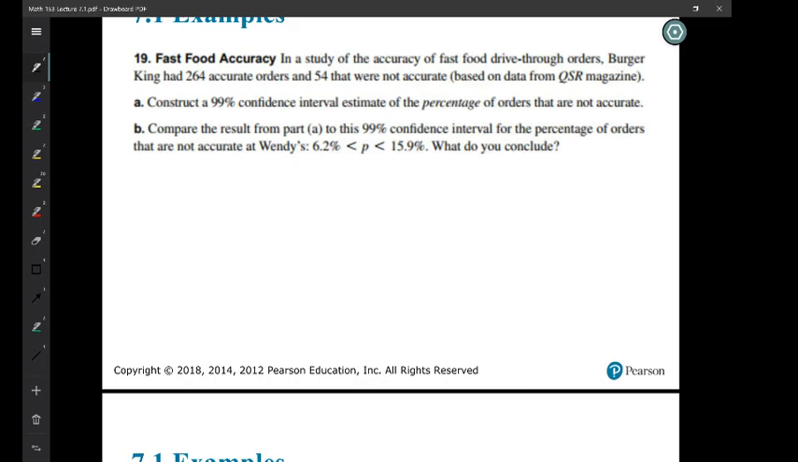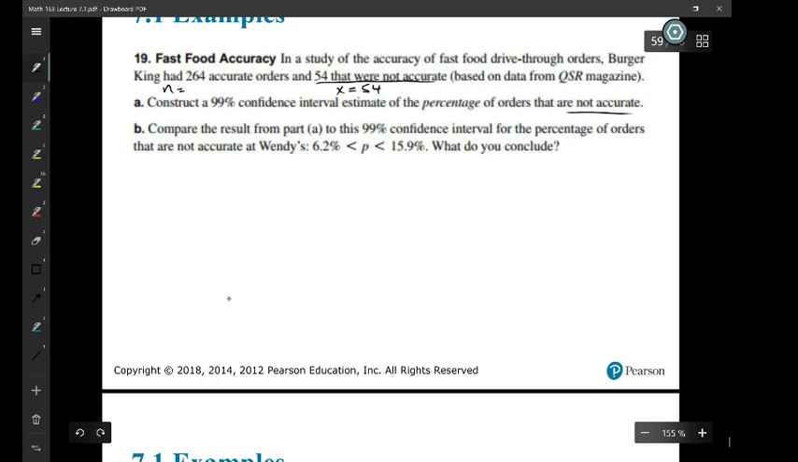Next example, fast food accuracy. In this study, Burger King had 264 accurate orders and 54 that were not accurate. So construct a 99% confidence interval estimate of the percentage of orders that are not accurate. There were 54 that were not accurate, so we'll set X at 54. That's the number of successes.